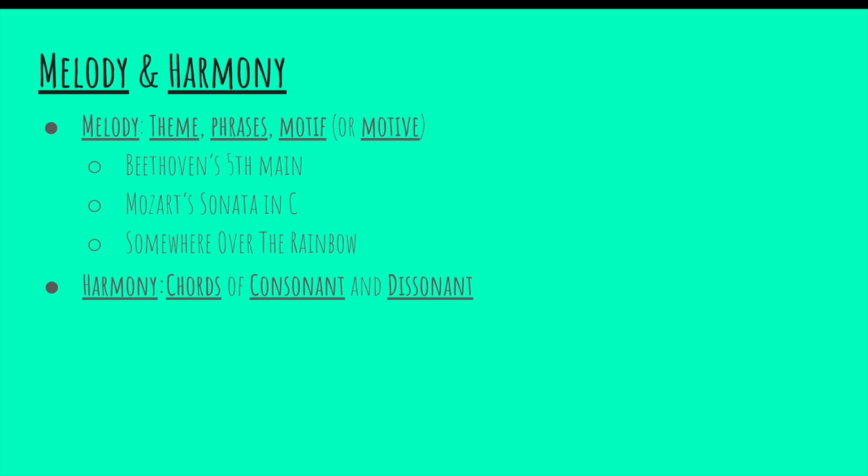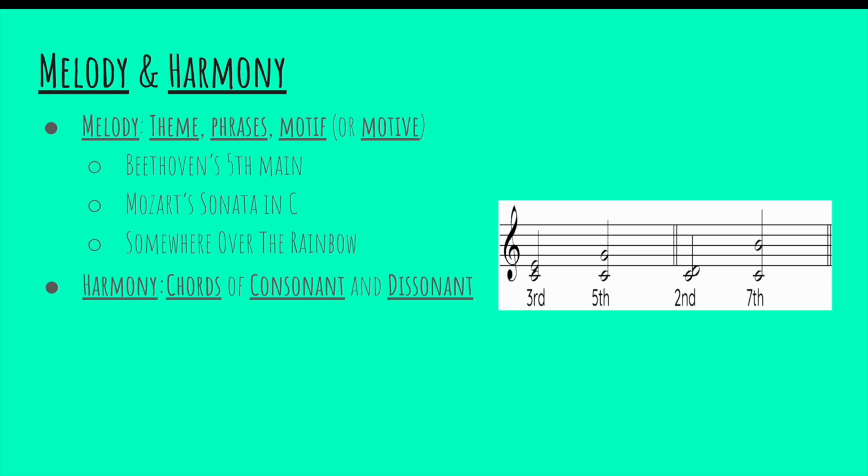Here are simple examples. Here is a major third, a consonant interval, and perfect fifth, also consonant, major second, dissonant, and major seventh, also dissonant.